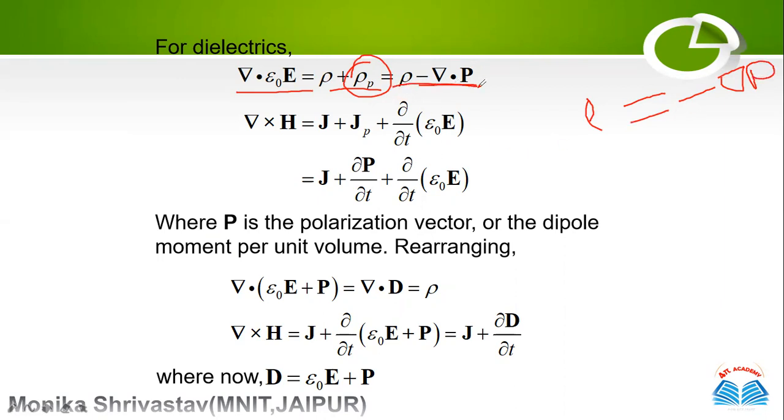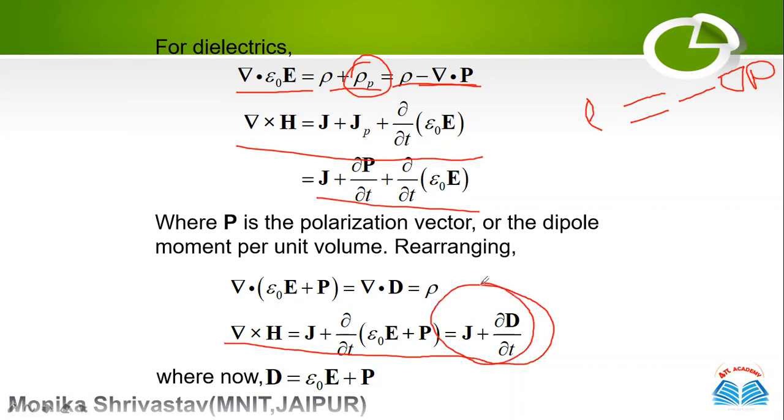So I can write this and put these values in Maxwell's equations. Finally, we get this result: del cross H equals J plus del D over del t. This is the important result, J plus del D over del t, where for dielectrics, D is epsilon naught E plus P.